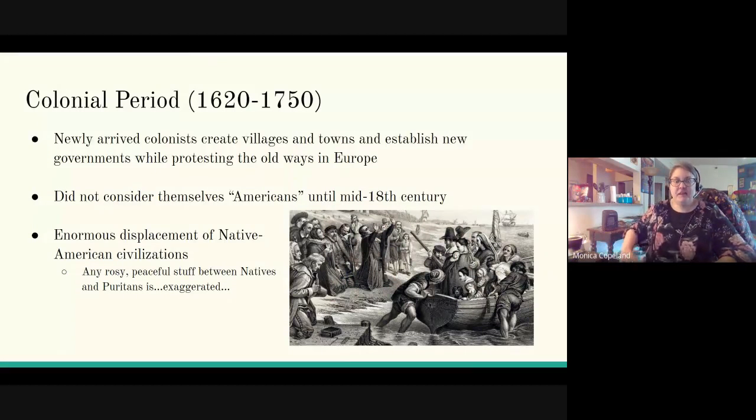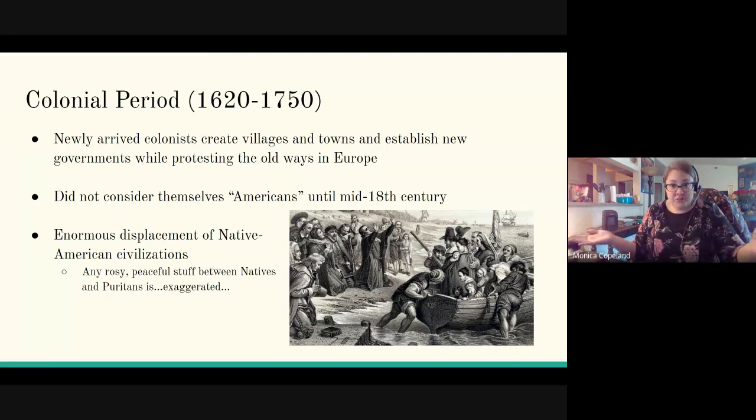Okay, so the colonial period is the earliest part of our history, and technically it isn't even our history. This is before we were Americans. So the writers that you're going to read this week did not consider themselves Americans because that wasn't a country yet. They were colonists of England.